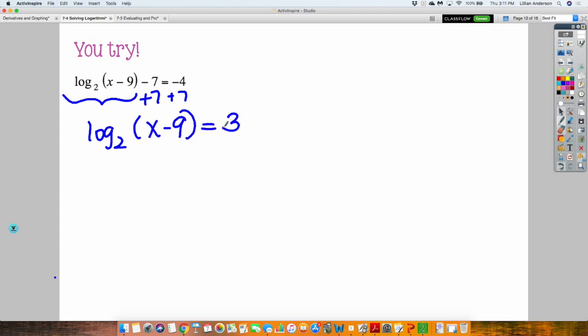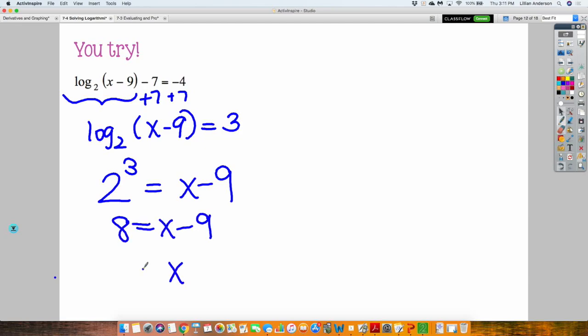Now that you've isolated, you have to rewrite it in exponential form. 2 to the third power equals x minus 9. What's 2 to the third power? Equals x minus 9. So x equals, check it. When you go to plug it back in, this becomes log base 2 of 8 minus 7.